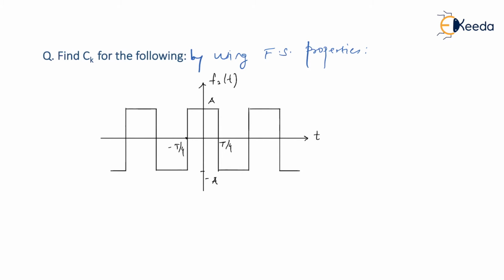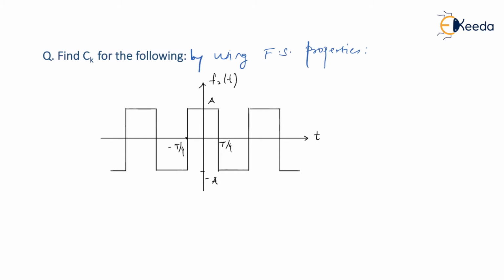Of course, in GATE, they never ask you to use a particular approach. It's up to you which approach to be used. So here, particularly since we are learning Fourier series properties, we'll make use of Fourier series properties even if it is not required in this case. So let's see what we can do with this f2 of t.